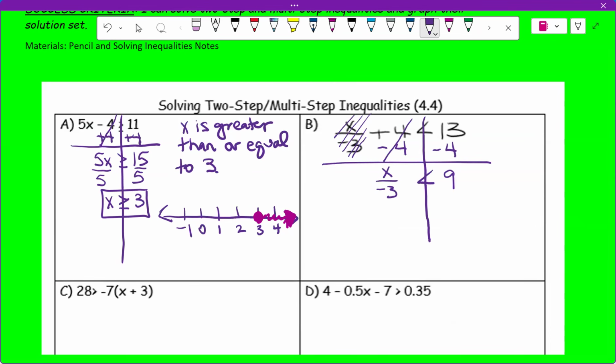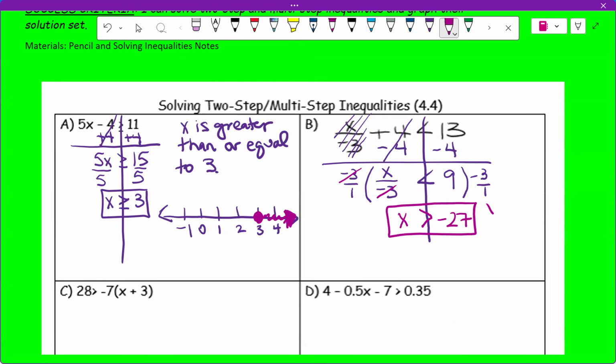Now what's happening between the x and the -3? Division. So the inverse of division is multiplication. What do we want to multiply by? -3/1. And remember, when we multiply or divide by a negative, what happens to the inequality symbol? It reverses, exactly. So our -3's cancel out, leaving us with x. We've reversed our inequality sign. 9 times -3 is -27. So here is our solution.